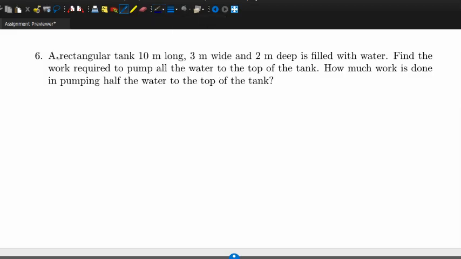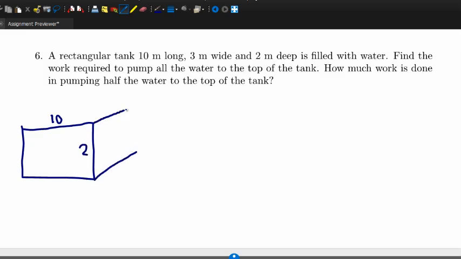And here we will go ahead and start with drawing a picture for the problem. We have a rectangular tank, so it roughly looks something like this. And this edge here is 10 meters, the depth is 2 meters, and it is 3 meters wide. So this is the tank we have. And we want to find the work needed to pump the whole water out of the tank.